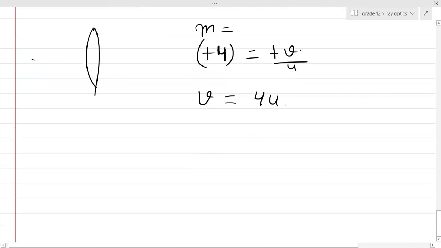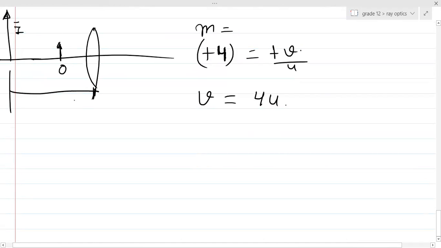So basically we should be able to analyze this. If the object is over here, the image is forming somewhere over here. This distance is basically 4 times the object distance. So if the object distance is u, then we already have written v is basically 4 times u. So this is the magnitude part. Any doubt in this, guys?